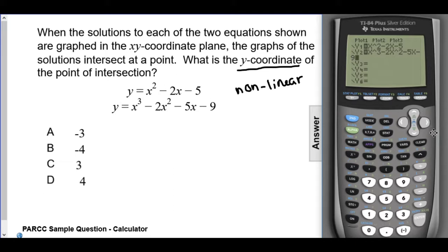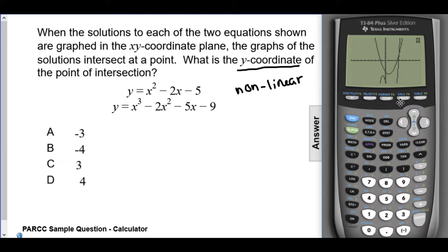Now that both equations are typed in the calculator, I can hit graph to see the picture of these two equations. And I can visually see where they're going to intersect at this point here. But I'm not sure what that point is by looking with my eyes, so I need the calculator to tell me exactly what that point is.